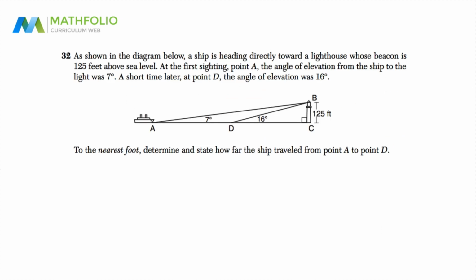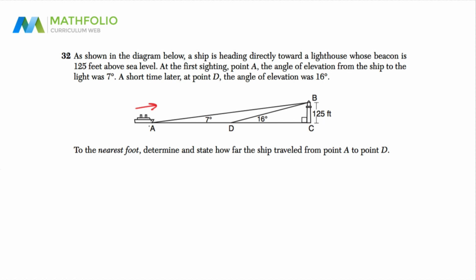Okay, so this is question 32. This is from part 3. And so we're told a few things. We're told, as shown in the diagram below, a ship is heading directly towards a lighthouse, so it's heading this direction. We're also told that the beacon is 125 feet above sea level.